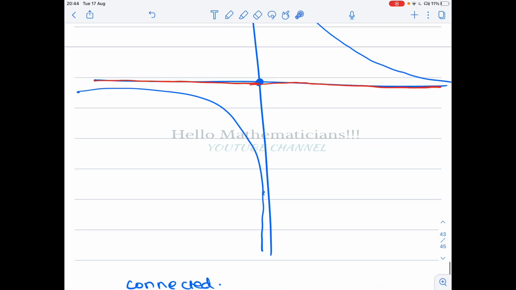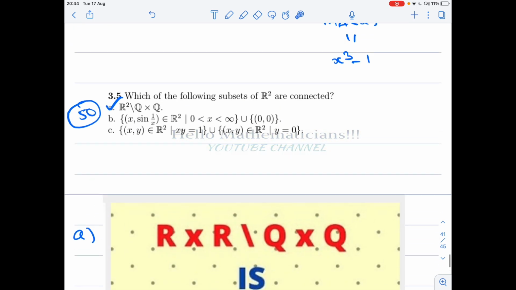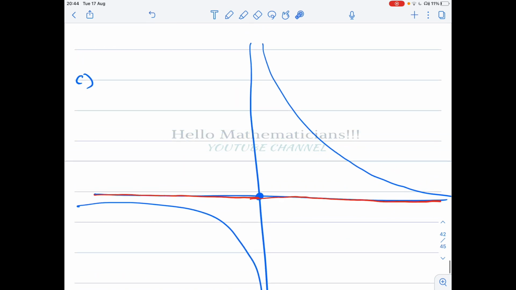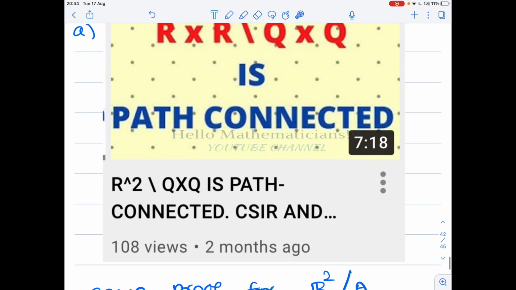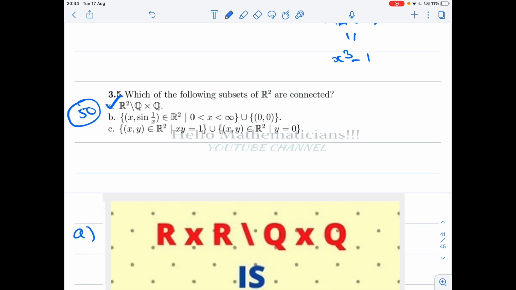Option C: the set of all xy in R2 such that xy equals 1, union the x-axis. If you draw the diagram, you will see that on the positive side, this is the curve xy equals 1. On the negative side, this is xy equals 1. And you have to add the x-axis also. If you notice clearly, these three parts are not touching each other. At infinity, they go closer and closer, but they are not touching. Therefore, it is clearly disconnected. So the earlier one is connected, but this is not connected.